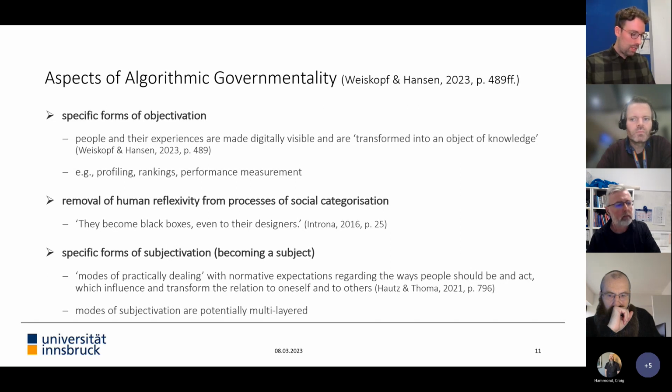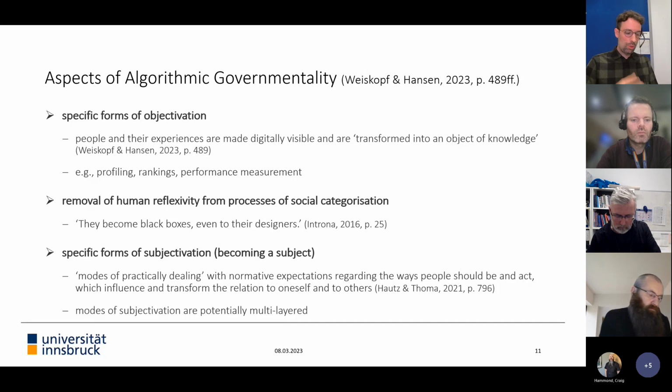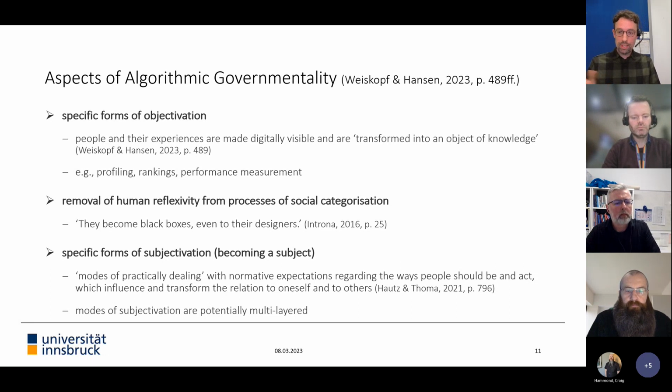The second thing is that human reflexivity is increasingly removed from processes of categorization. That means basically algorithms use categories which are programmed by humans to make decisions. But as these decision-making processes become more and more complex, for example through machine learning, it is not always comprehensible, even by the programmers of this software, why certain categories are used and others not. So as Introna says, they become black boxes even to their designers.